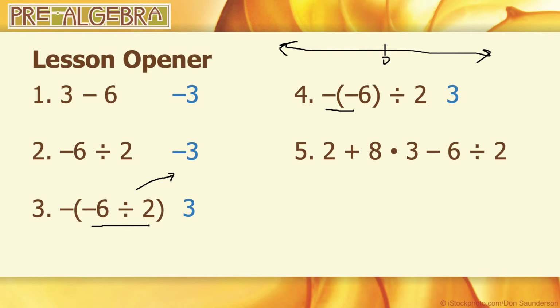So here we need to start with our multiplication and our division. That goes first. So 8 times 3 is 24. 6 divided by 2 is 3. I'm going to keep the signs that were between them. So now I have 2 plus 24, which is 26, minus 3, and that gives me 23.